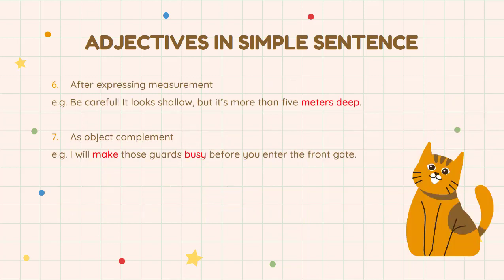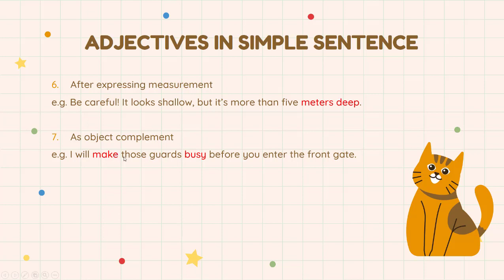The next, after expressing measurement, be careful, it looks shallow, but it is more than 5 meters deep. So meters is the measurement. You can have 7 years old like that. Okay, the next is as object complement. I will make those cards busy before you enter the front gate. Busy is the adjective to modify the direct object of this verb.